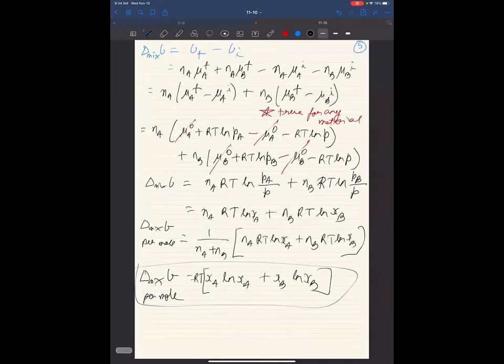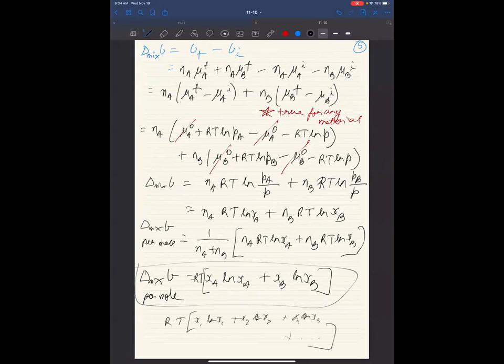Any questions about this? Go ahead. Oh yeah, no problem, sure. For n components it is very easy. It will be RT (x_1 ln x_1 plus x_2 ln x_2 plus x_3 ln x_3 and so on).